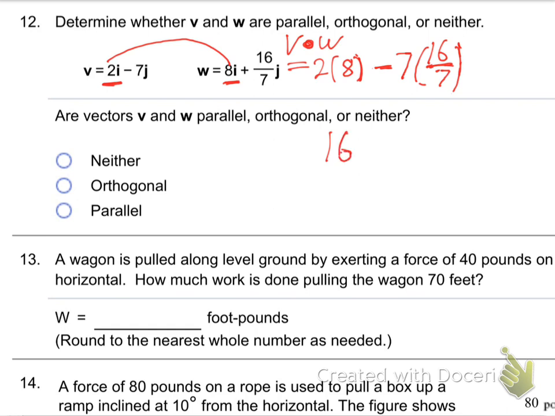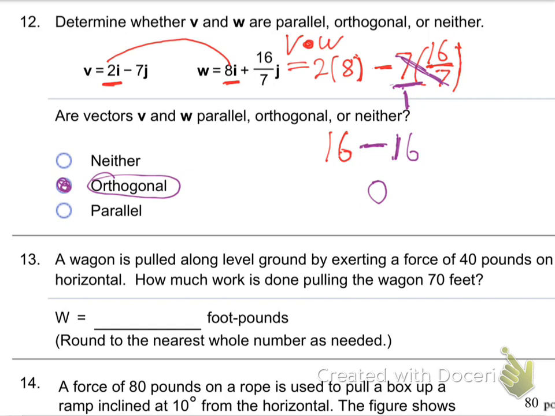And then what happens when you multiply a whole number 7 times a fraction? Yeah, you put the whole number over 1, don't you? And wouldn't you distribute the negative? And they cancel. So it's negative 16, and it's 0. So they are orthogonal. Does that make sense? The dot product comes out 0. Questions on that? That good? Ready for the word problems?